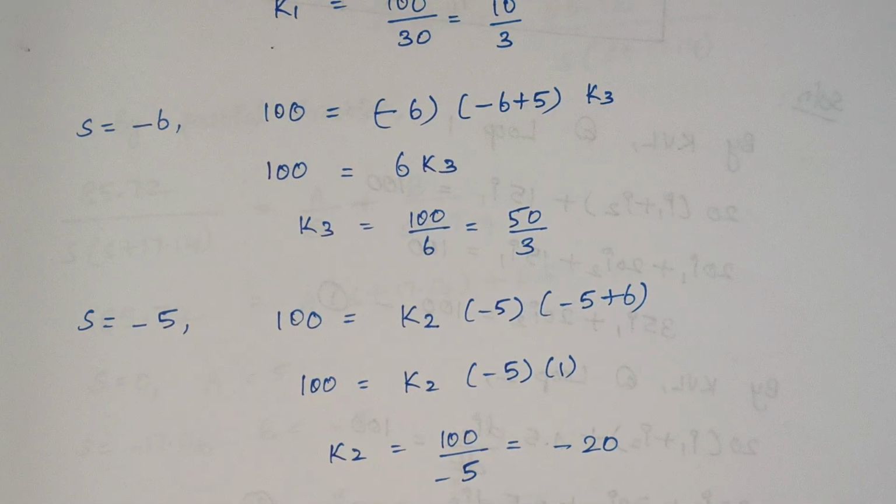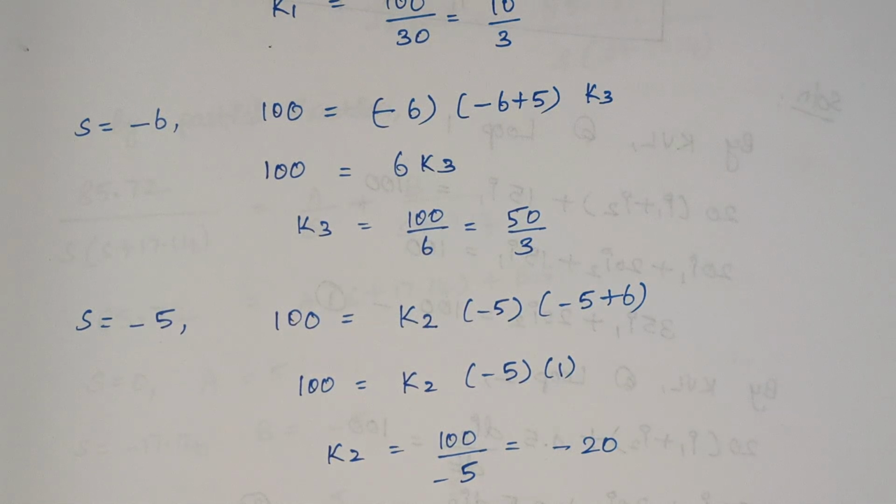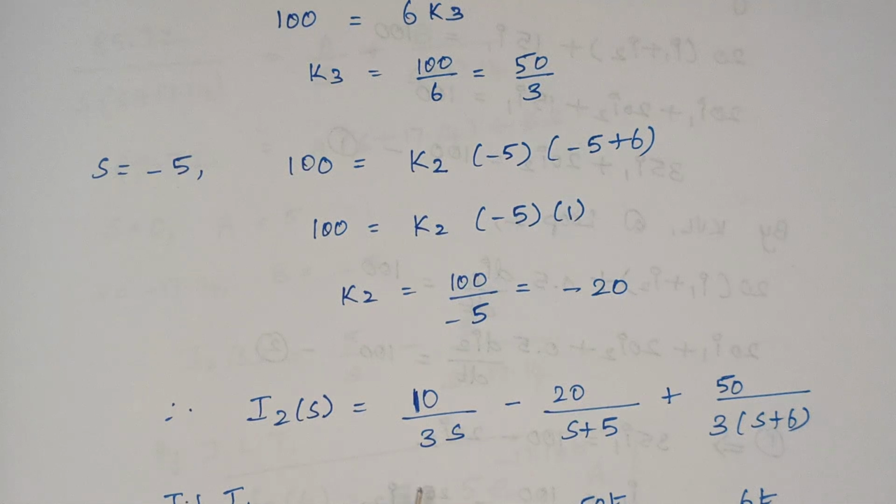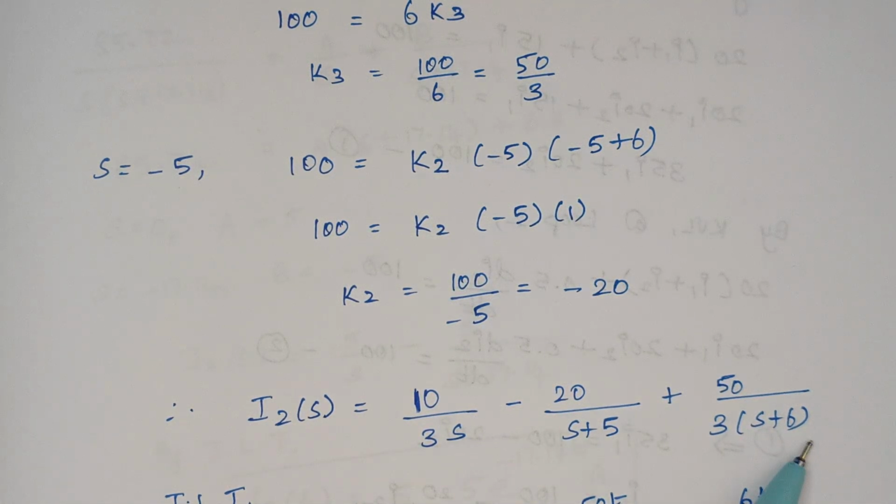Right. So after finding the values of K1, K2, K3, substitute in the expression for I2 of S. So this is your I2 of S. Right. Now we need I2 of T. Therefore, here we are applying our inverse Laplace transformation.